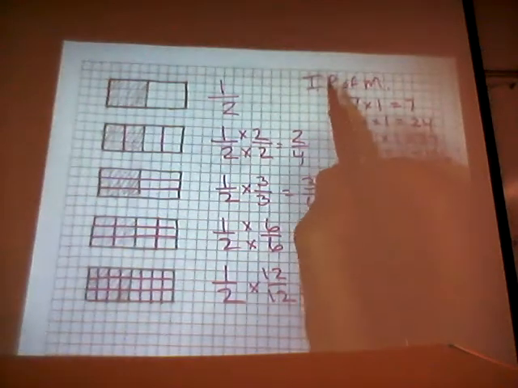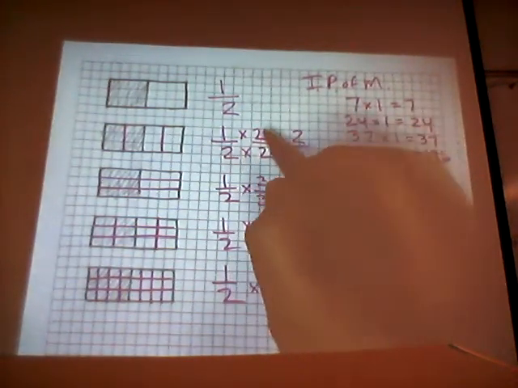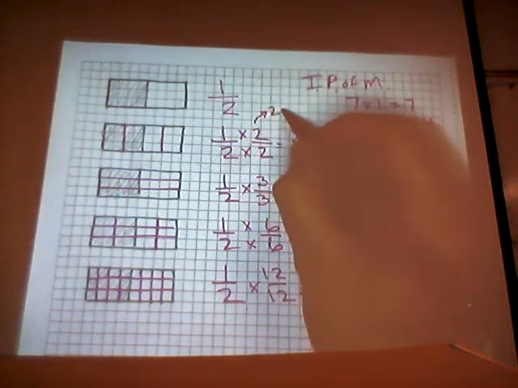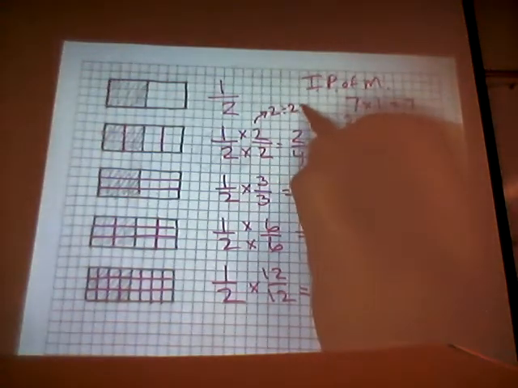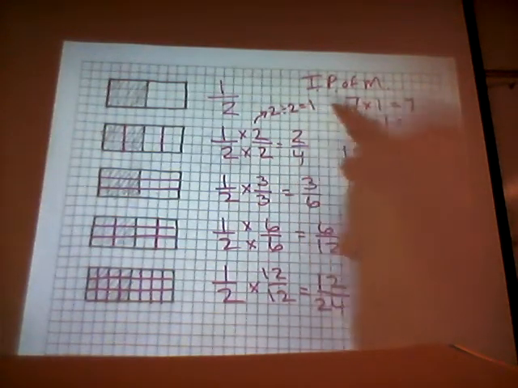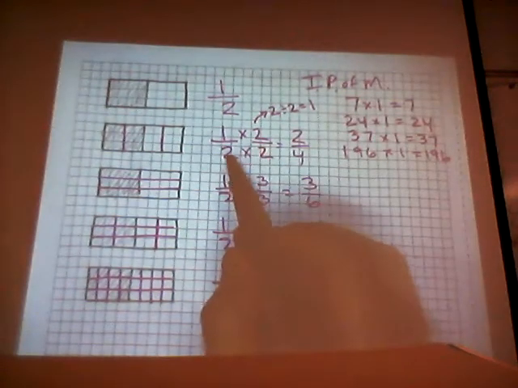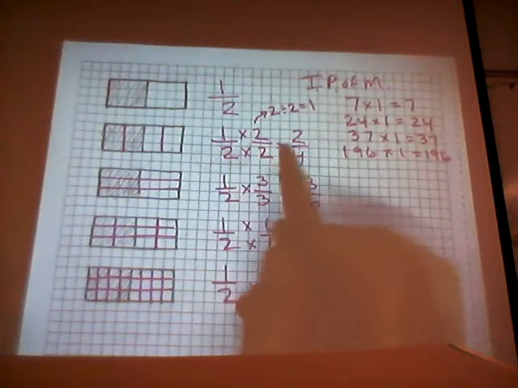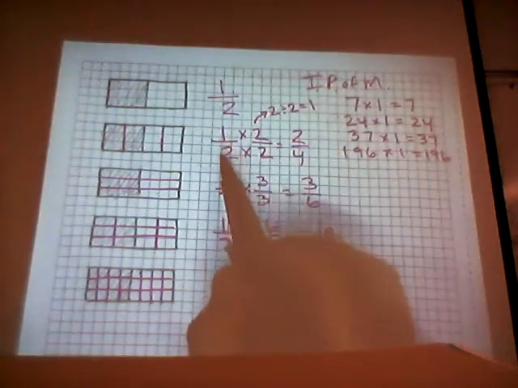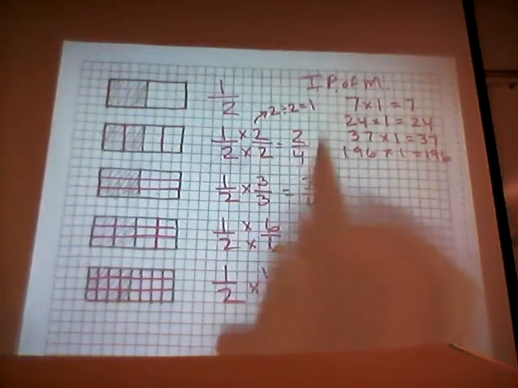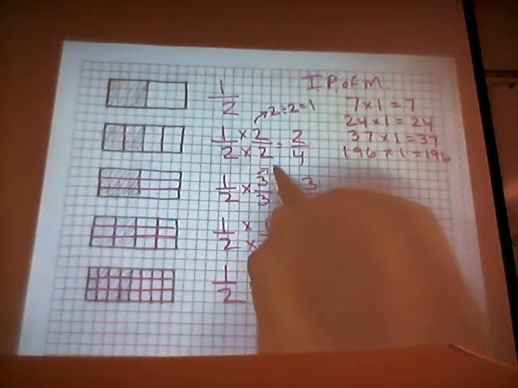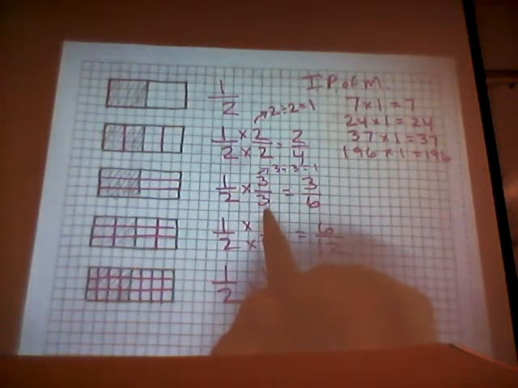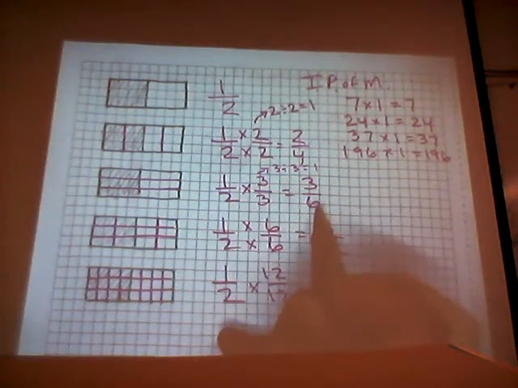Now, the reason this property is important when we're renaming fractions is because right here, I put a fraction bar between these two 2's, which means that I'm taking 2 divided by 2. What is 2 divided by 2? It's 1. So I'm multiplying this 1/2 times some form of 1 to get a fraction that's the same. That's why 1/2 is the same, because the identity property of multiplication says 1/2 times 1 is still 1/2. 3 divided by 3 is 1. So when I'm multiplying 1/2 times 3/3, I'm really multiplying 1/2 times 1, and I'm getting a fraction that's equivalent to 1/2.